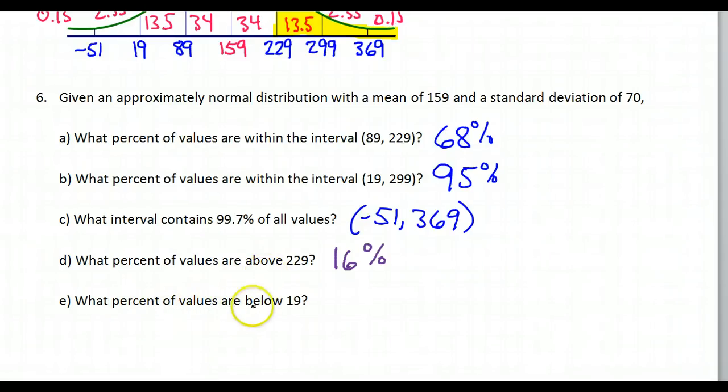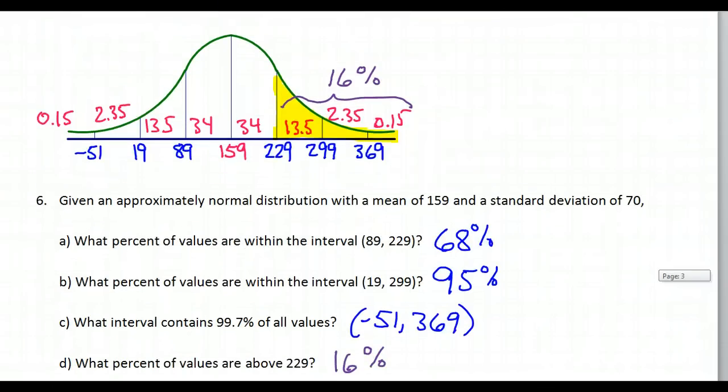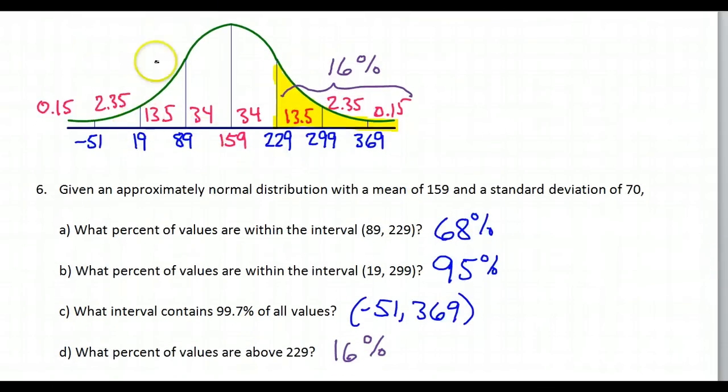Now, what percentage of the values are below 19? Okay, below 19, well, here's my 19. Let's erase this old stuff. All right, so anything below 19 is like this. Okay, so that's just these two zones, the 0.15 plus the 2.35. And we've added those before, and that turns out to be 2.5%.